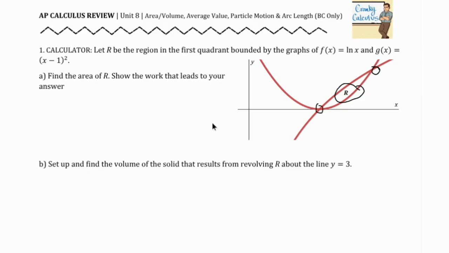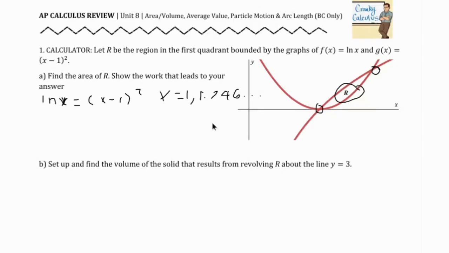To solve for that, we would simply set the functions equal to each other. So we would do ln of x equals x minus 1 squared. We could plug that into our calculator and use second trace intercept to see where these two functions equal each other. And you'd get x is equal to 1 and 1.746.